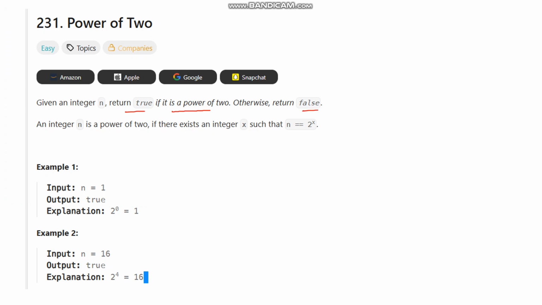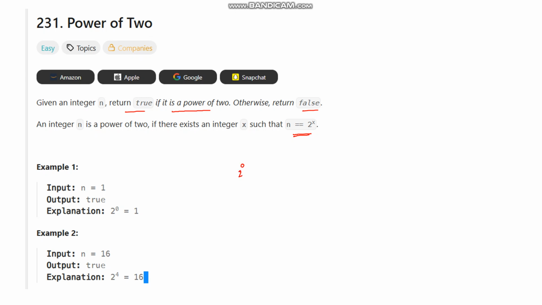An integer n is a power of 2 if there exists an integer x such that n equals 2 power x. They are clearly saying that if it belongs to the powers of 2, then return true, otherwise return false. For example, if I take the n value as 1, here it is true.